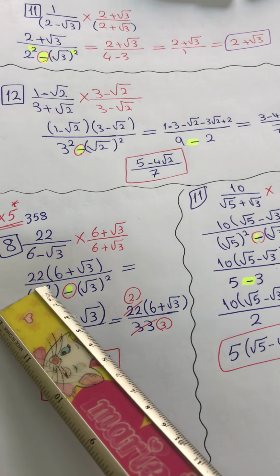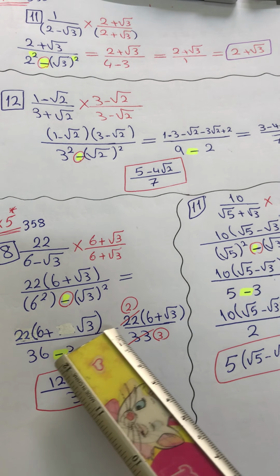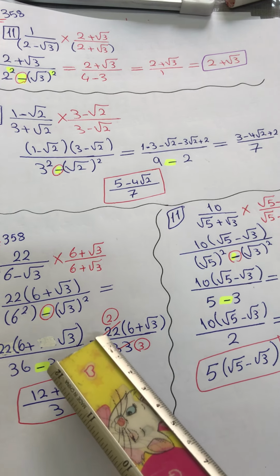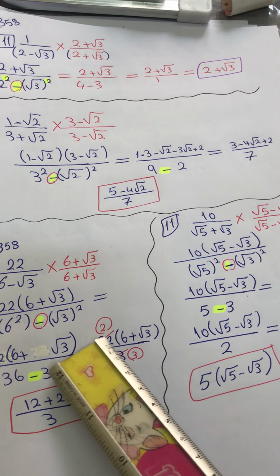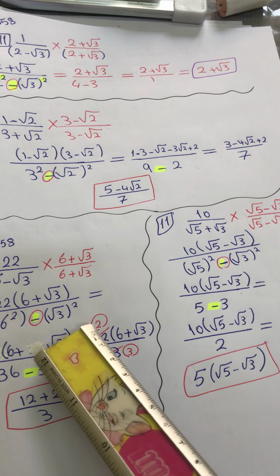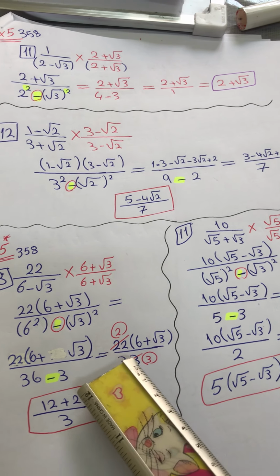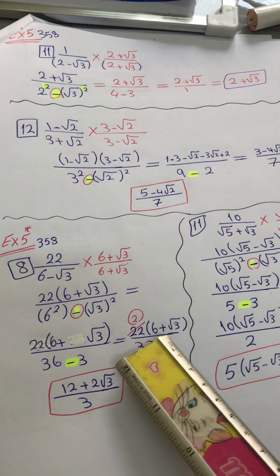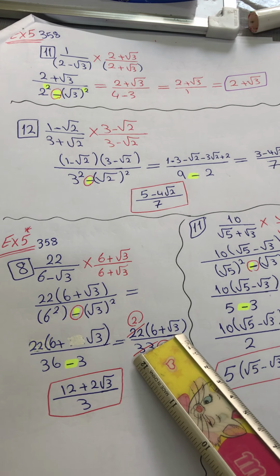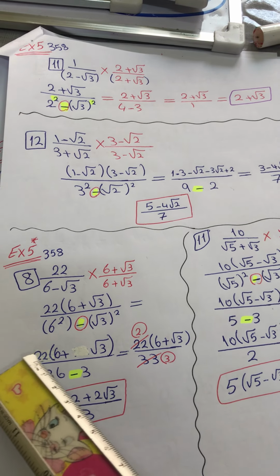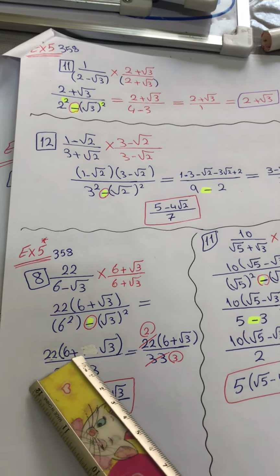You have up 22 multiply brackets. As I said to you in the last problem, keep the number, don't distribute it. Maybe you can simplify it with the denominator like this. I keep it 22 times 6 plus square root of 3. As you see here, I tried to distribute, but I said to myself, why?